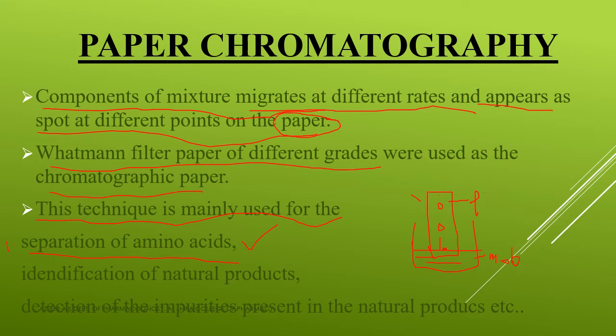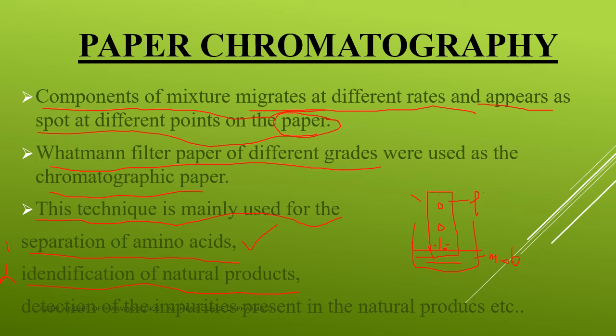Then the second one is it is used in the identification of natural products. So here identification means, it will be comparing with the standard. That time you have to apply two spots. One is a standard and second one is a sample. Then keep it in the mobile phase, and after development, if both are showing same spots, then you can confirm the identity of that sample. So that is the second application of paper chromatography. Clear? So first thing is separation of amino acids. Second thing is identification of natural products.